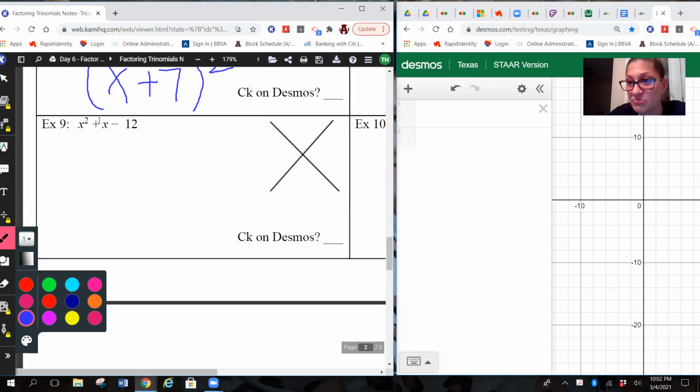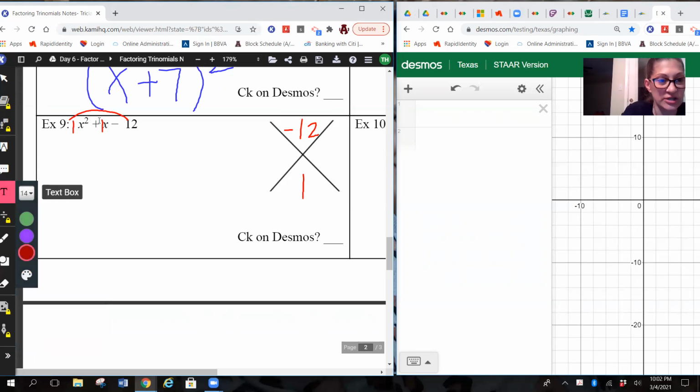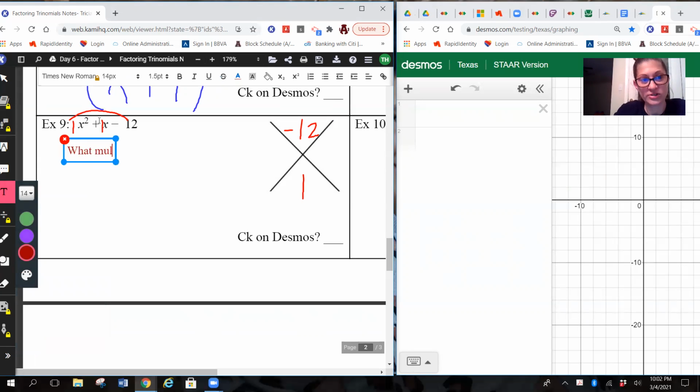Okay, in example 9, this is not a perfect square because 12 is not a perfect square. So we'll go back to the way we were doing it a minute ago. 1 times negative 12 is negative 12. The b value is 1. So our question is, what multiplies to negative 12 and adds to 1? That's what we're going to figure out.